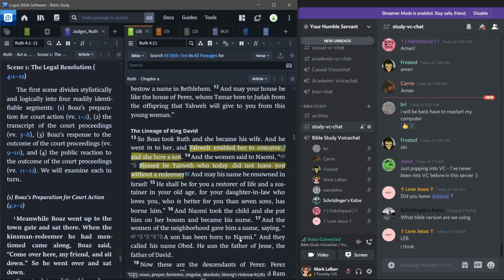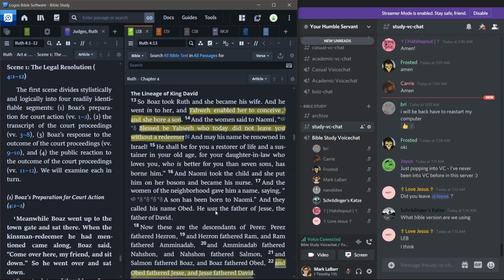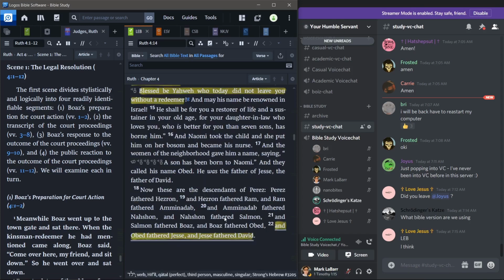So Boaz took Ruth as she became his wife, and he went into her. And Yahweh enabled her to conceive, and she bore a son. And the woman said to Naomi, "Blessed be Yahweh, who today did not leave you without a redeemer, and may his name be renowned in Israel. He shall be for you a restorer of life and a sustainer in your old age. For your daughter-in-law who loves you, who is better for you than seven sons, has borne him."